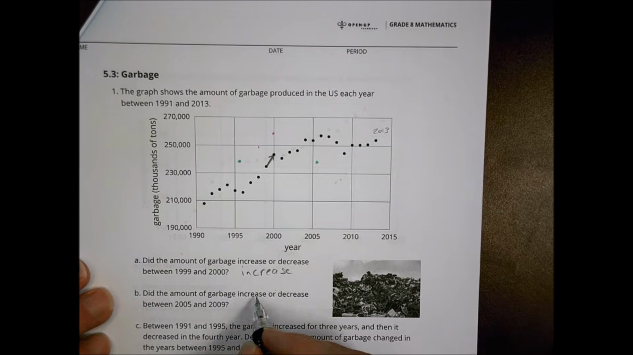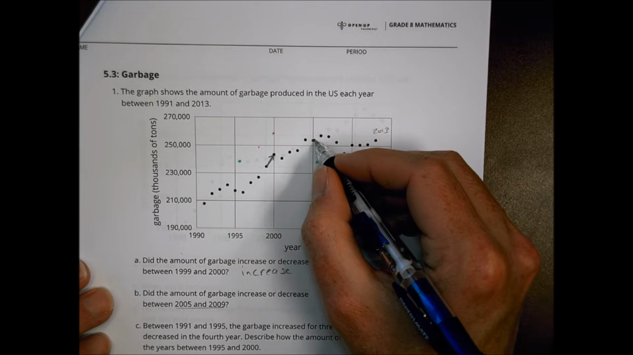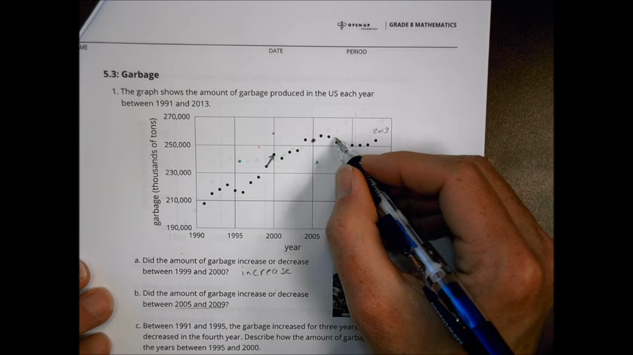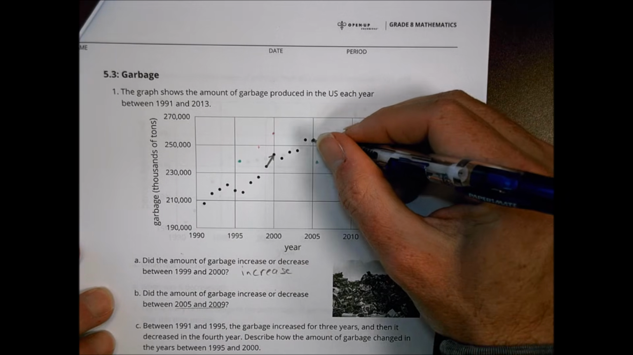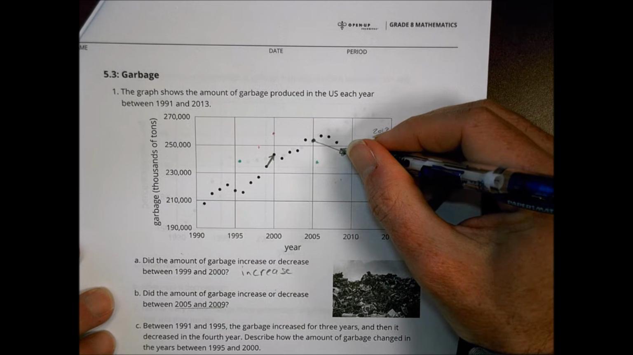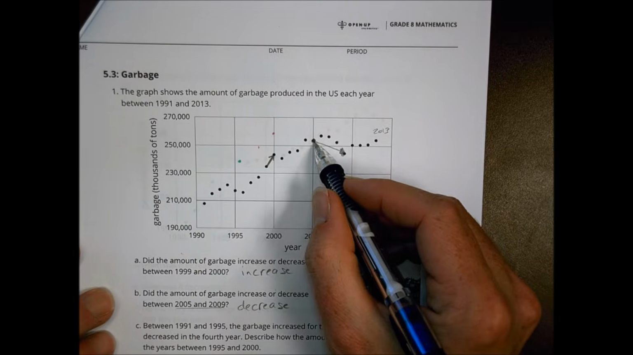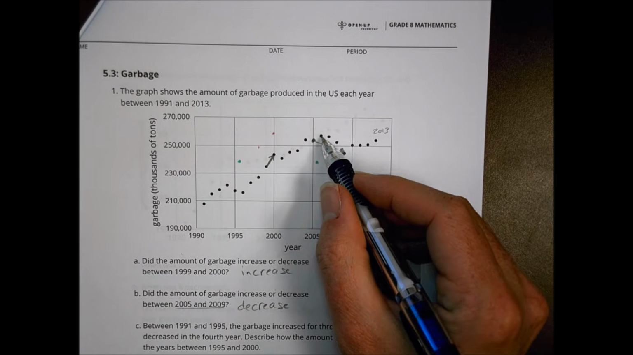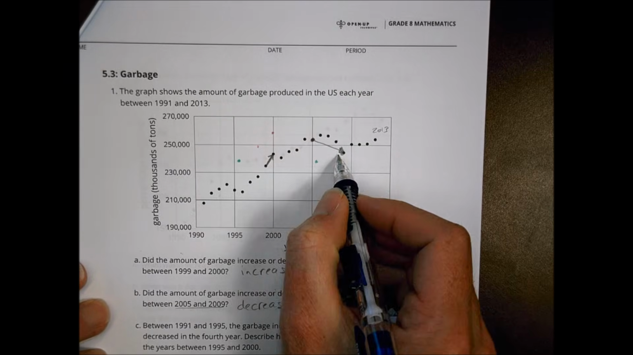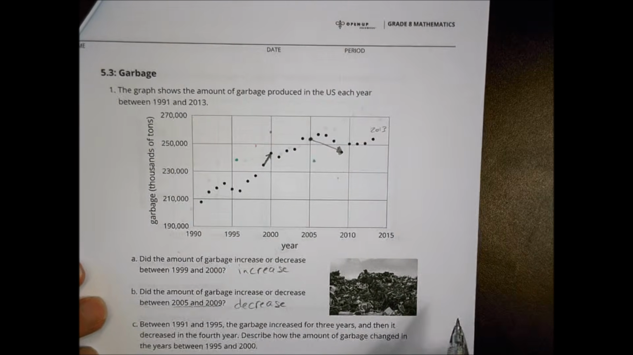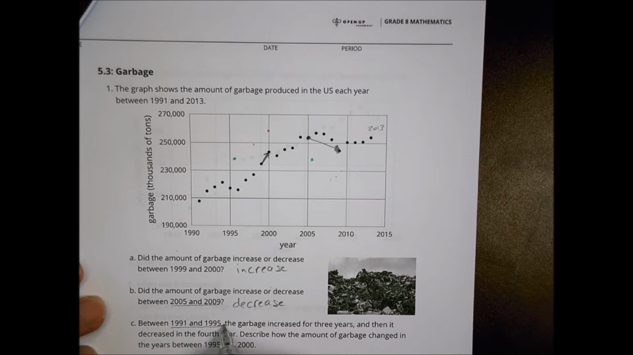Then I look at, did the amount of garbage increase or decrease between 2005 and 2009? So I look here at 2005 and I have 6, 7, 8, 9. So moving from this point to that point, because I'm going down in terms of my line there, we would consider that to be a decrease. Yes, it did increase momentarily for a year, but overall, the trend is that it's decreasing over time. Between 1991 and 1995, the garbage increased for 3 years, and then it decreased the 4th year.